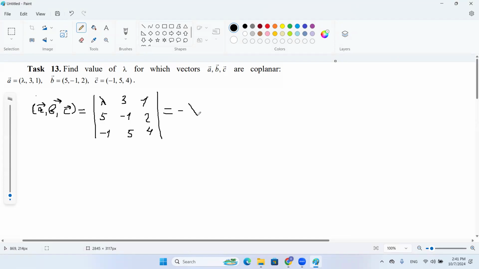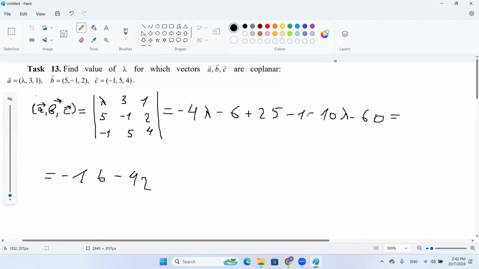Minus 4 lambda, minus 6 plus 25, minus 1, minus 10 lambda, and minus 60. Okay, and let's calculate it. So minus 16 lambda. So 60 minus 67 plus 25 minus 42.